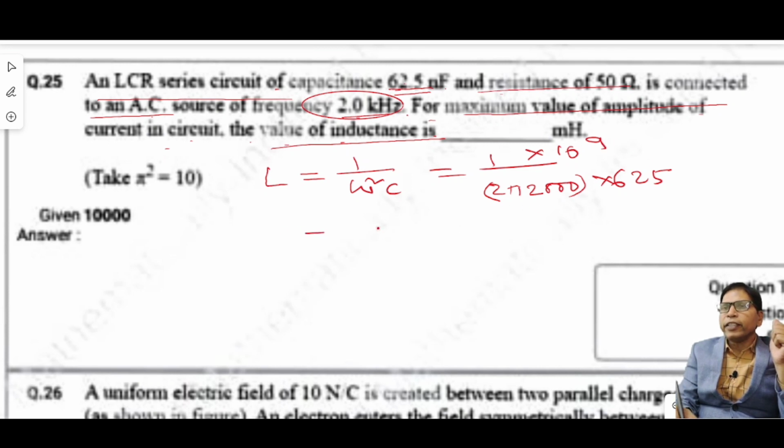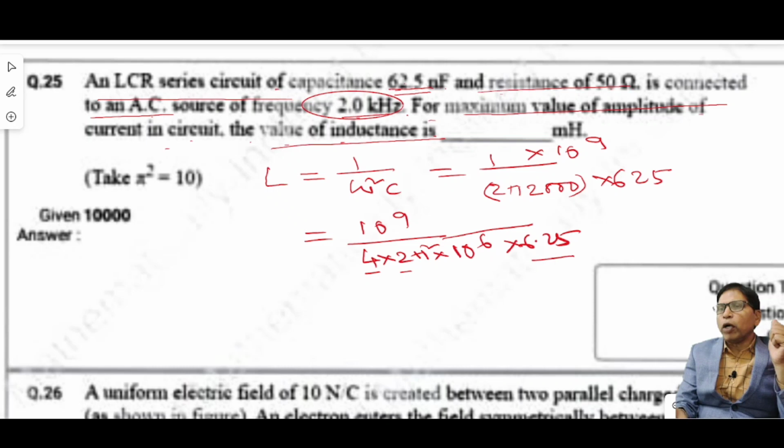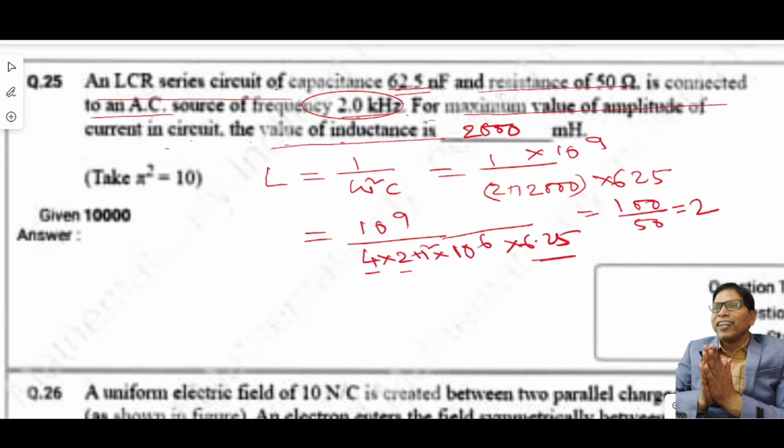Now, look at this. This is 10 to the power 9. And this is 4 into 2 into pi square into 10 to the power 6. And this is 6.25. Now, 4 into 2, 8. 8 into 6.25, so this is 50. Therefore, this is 10. So, 100 divided by 50. So this is 2. So, 2000 millihenry is the value of the inductor.